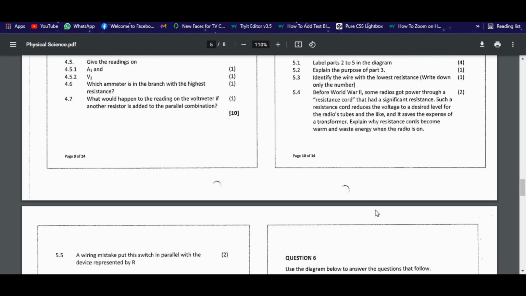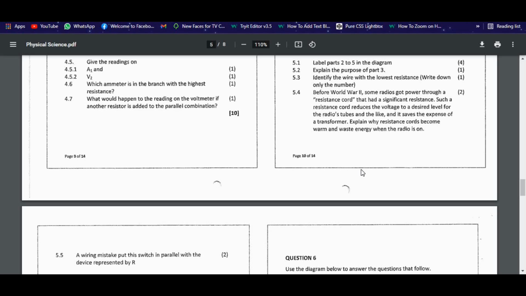Okay. 5.4. I haven't read this question yet, so let's see if it's viable to do in this time, since we only have a few minutes left of the session. Before World War II, some radios got power through a resistance cord that had a significant resistance. Such a resistance cord reduces the voltage to a desired level for the radio's tubes and the like, and it saves the expense of a transformer. Explain why resistance cords become warm and waste energy when the radio is on.